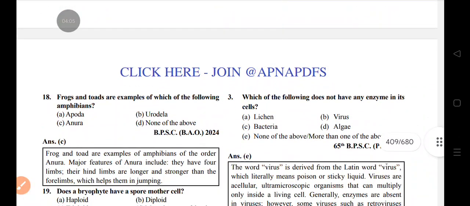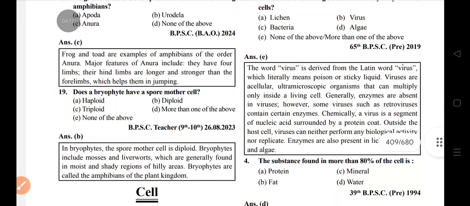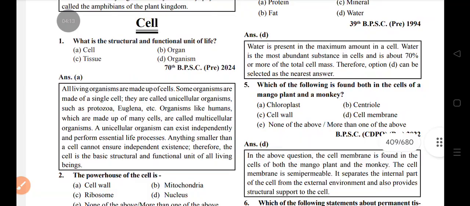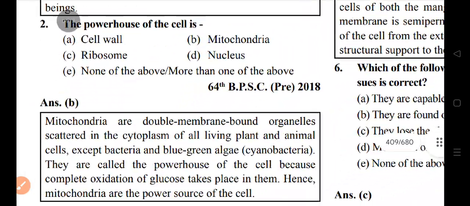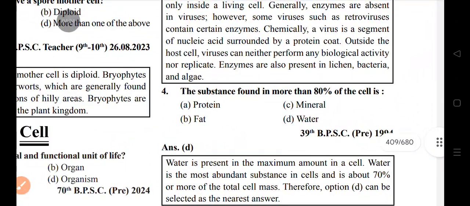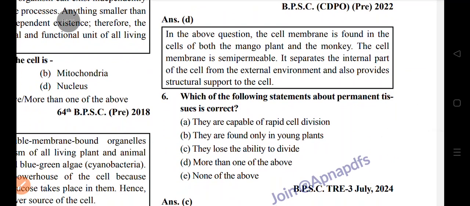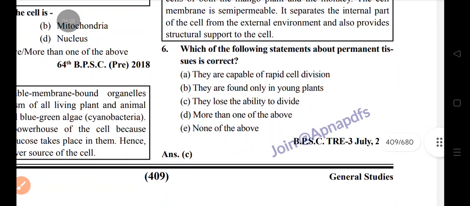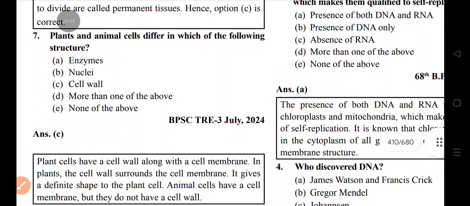Anura. Does a bryophyte have a spore mother cell? Diploid. The cell is the structural and functional unit of life. Powerhouse of the cell: mitochondria. The substance found in more than 80% of the cell: water. Which of the following is found in both the cell of a mango plant and a monkey? Cell membrane. Which statement about permanent tissue is correct? They lose the ability to divide. Plant and animal cells differ in the cell wall.